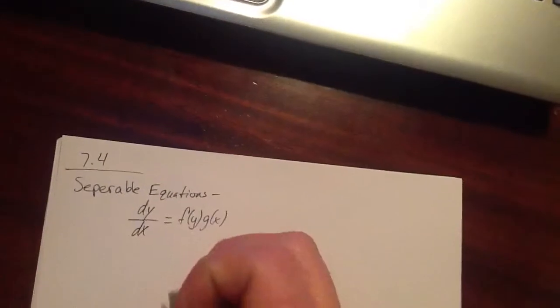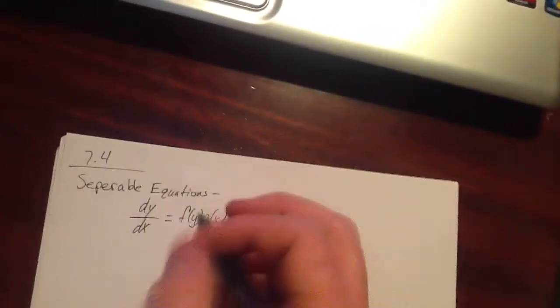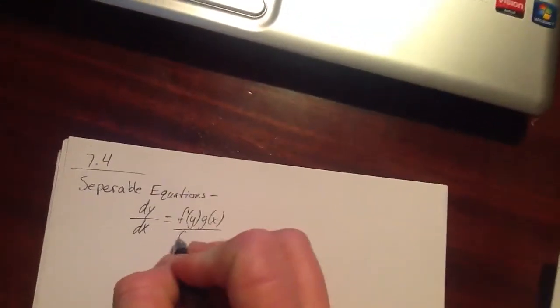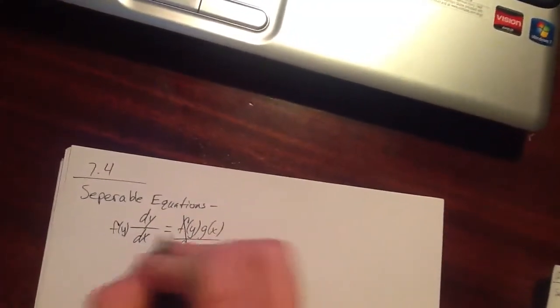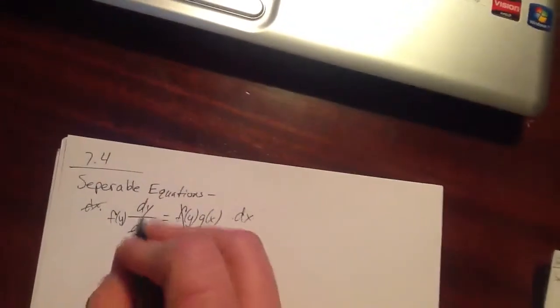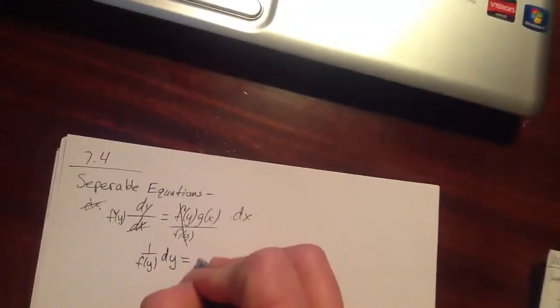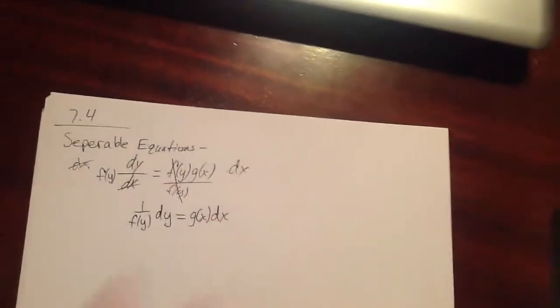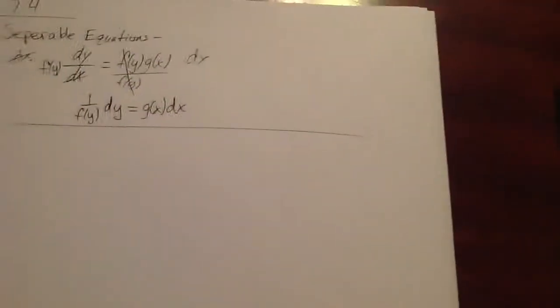Basically all you gotta do is get all the same variables on one side or the other and integrate it. So like we could divide both sides by f of y and then multiply both sides by dx, so those would cancel. And what we'd have is 1 over f of y dy equals g of x dx. And then you could integrate that and do some stuff. It'll make more sense when we do an example here. So let's do the first example.